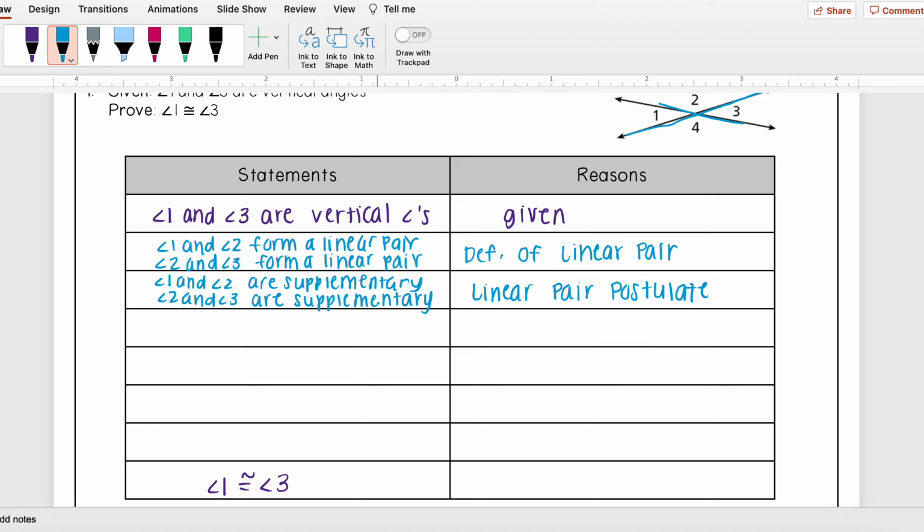So what does it mean to be supplementary? Well, that means that they add up to equal 180. So that means that measure of angle 1 plus measure of angle 2 is equal to 180. Measure of angle 2 plus measure of angle 3 is equal to 180. Again, that was definition of supplementary.